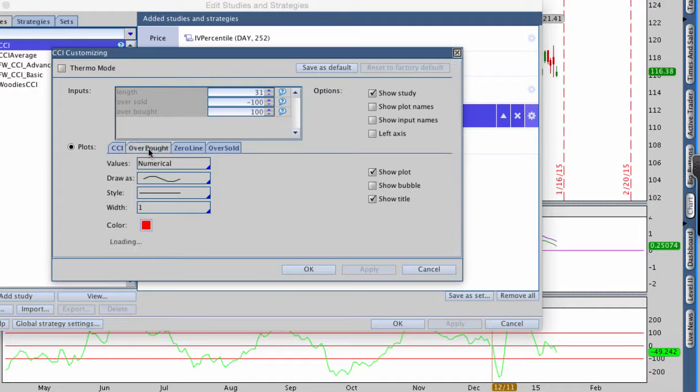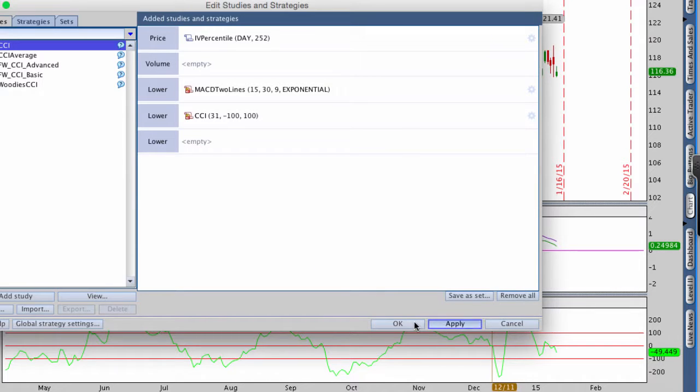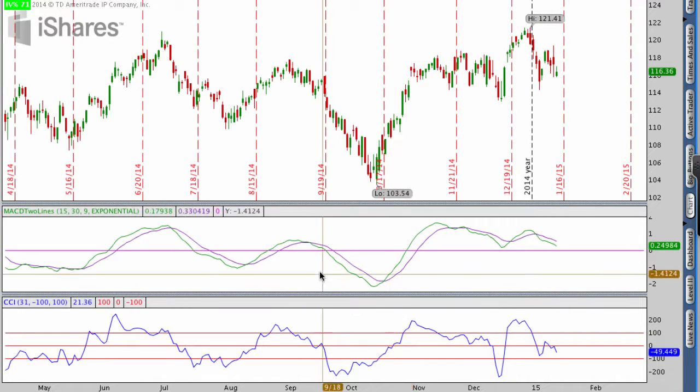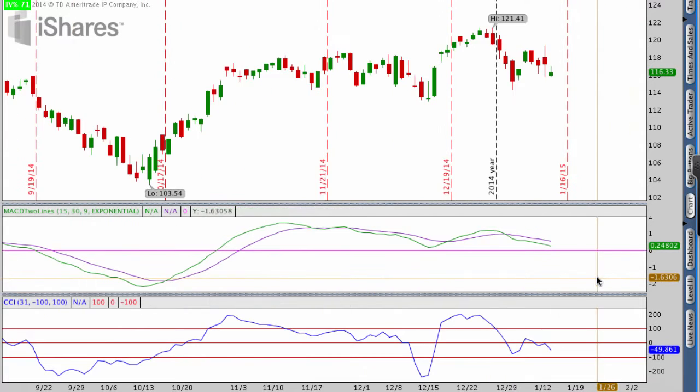to an overall trend. So what I'm going to do here is I'm just going to take the oversold and the overbought. I want CCI to be in blue. So I just want it to be a little bit more defined here. Okay. So here we are with CCI.